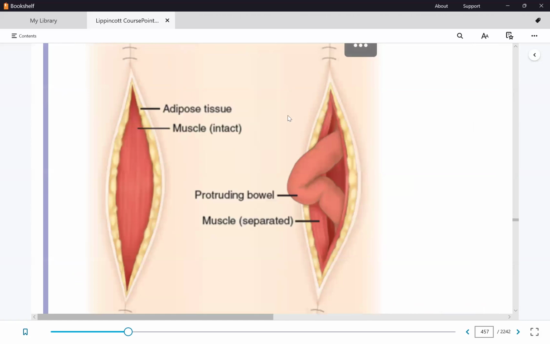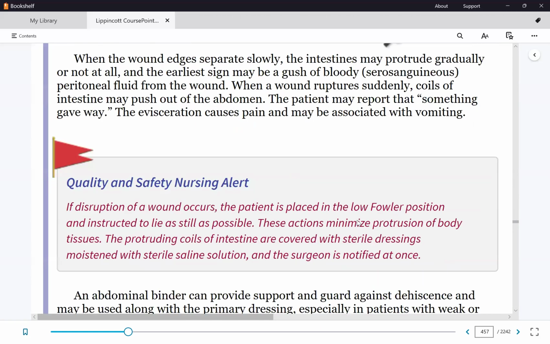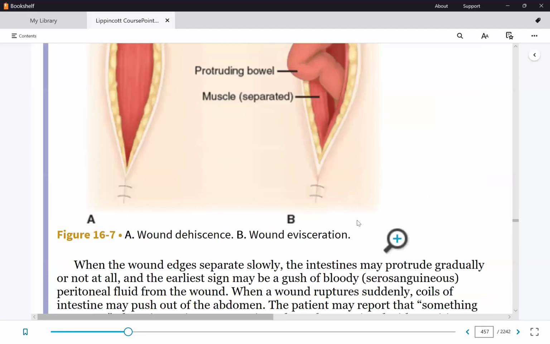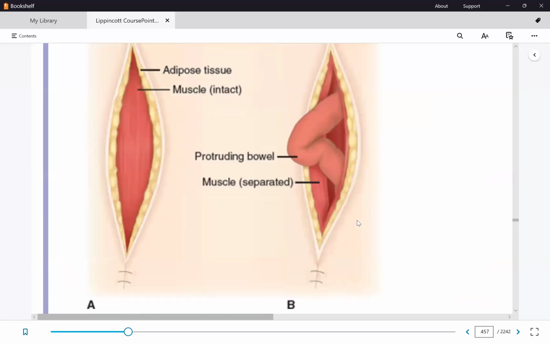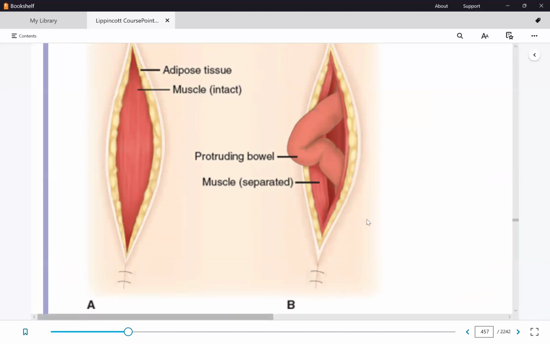So here's the illustration. So this is evisceration. No, sorry. This is evisceration. This is dehiscence. So in evisceration, that means there's also dehiscence, right? Otherwise, there would be no evisceration. Like a prolapse. Prolapse is coming out of a natural opening. Evisceration comes out of an incision. That's the difference.